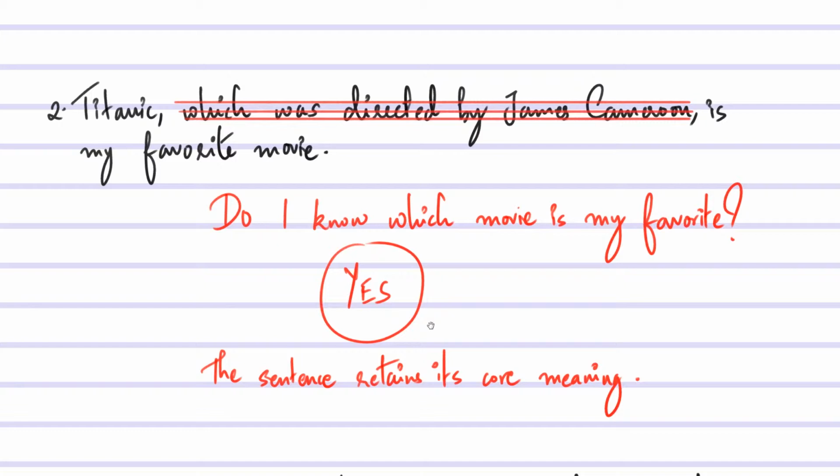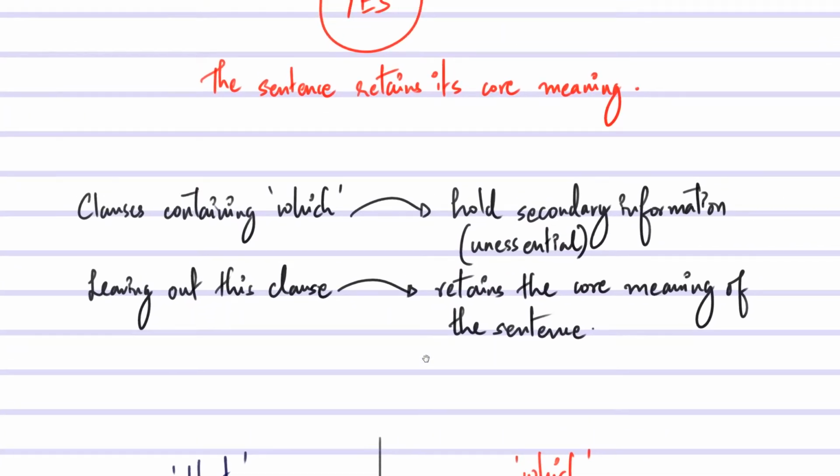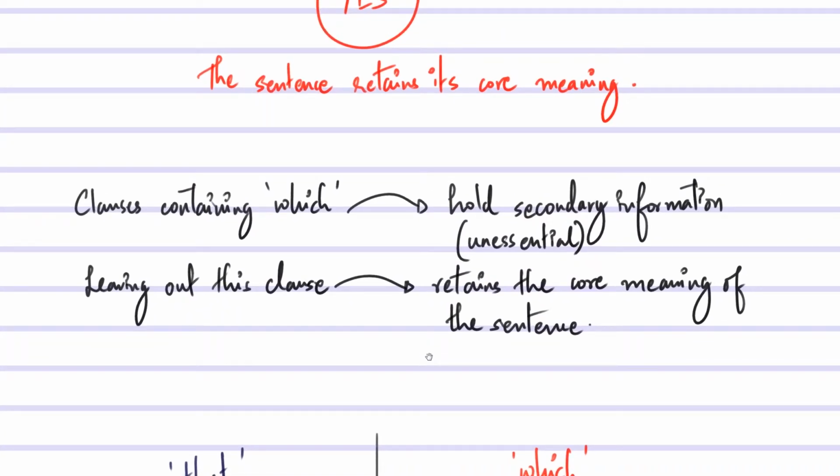That's why we use which for. So, all clauses which contain the relative pronoun which hold the secondary information which is unessential to the noun or the subject of that sentence. Even if we leave out that clause, it doesn't mean that we are changing the meaning of that sentence. It retains the meaning of the sentence 100%.